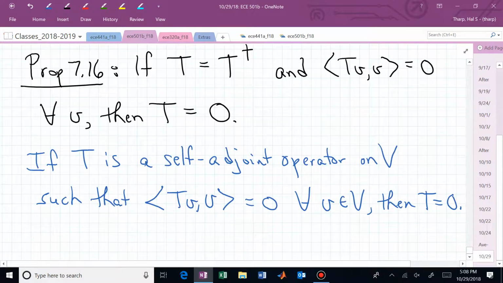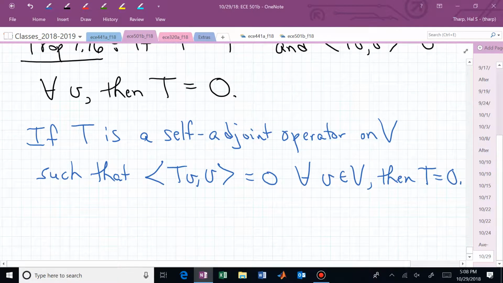What's 16? If T is a self-adjoint operator on V, we didn't have to assume that before, did we? Such that ⟨Tv, v⟩ is equal to 0 for all v, then T is the zero map.